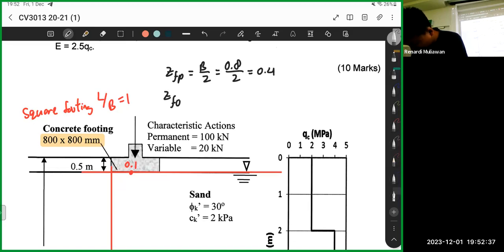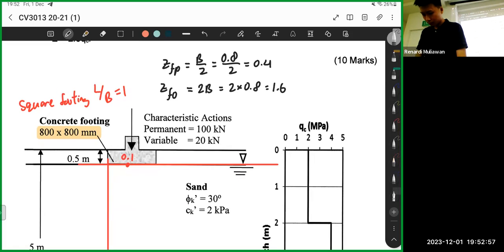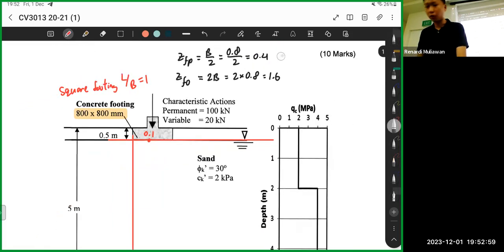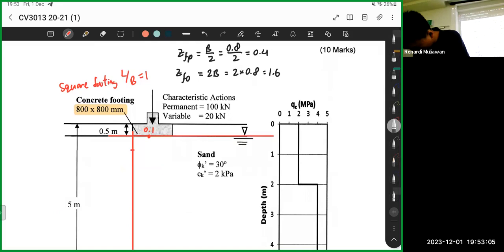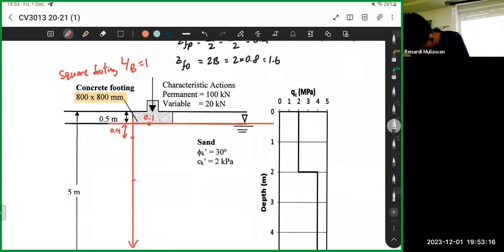Then ZF0, this is the depth of influence. This one is 2B, so 0.8 times 2, that's 1.6. Okay, so let's plot it first. Remember, 0.4 is from the foundation depth, so 0.4 plus 0.5, that's around 0.9. Then 1.6 plus 0.5, that's around 2.1. So it's from there.